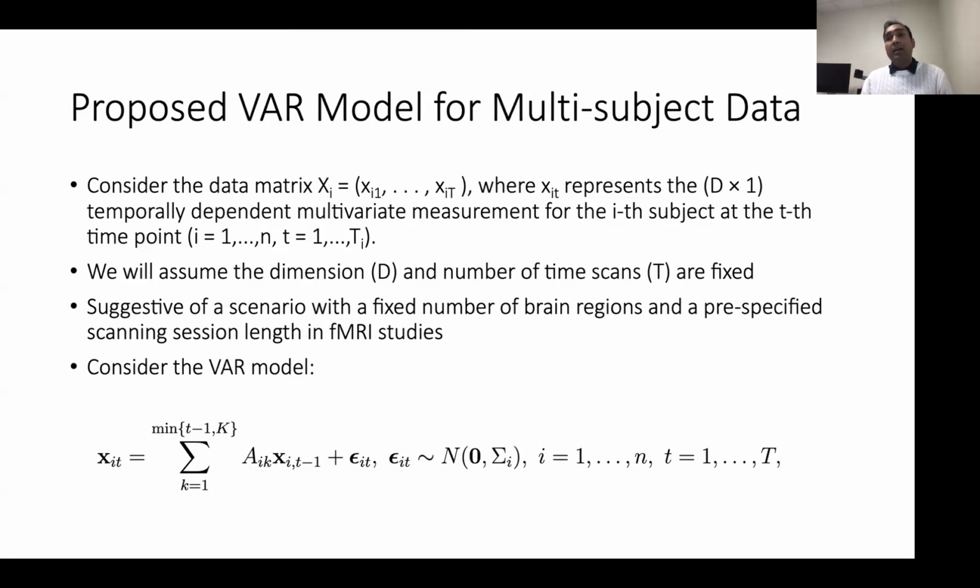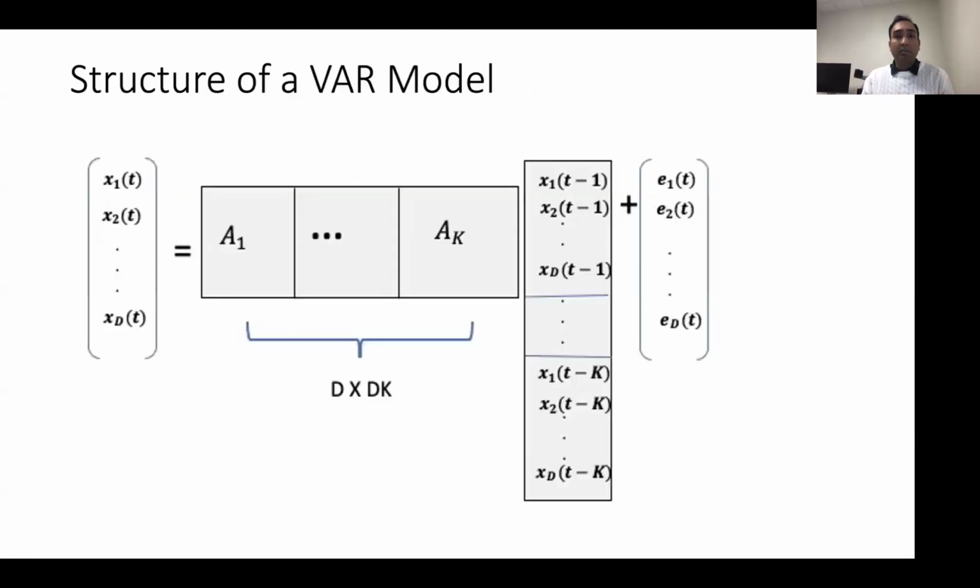And again, we would like a way to borrow information across these n different VAR models in a very flexible way that allows for heterogeneity. So that's the goal of this operation here. And so this is what a structure of a VAR model looks like.